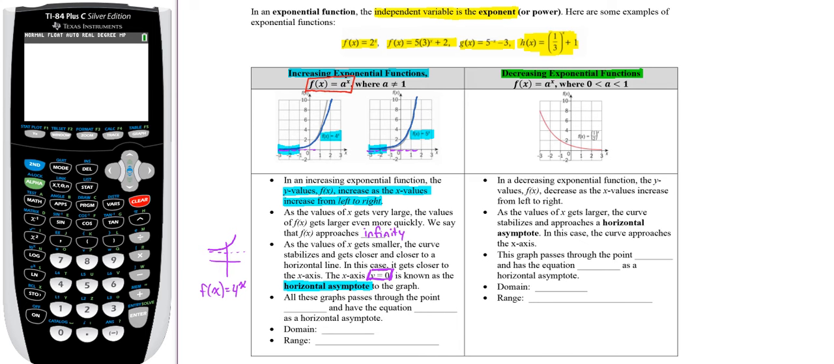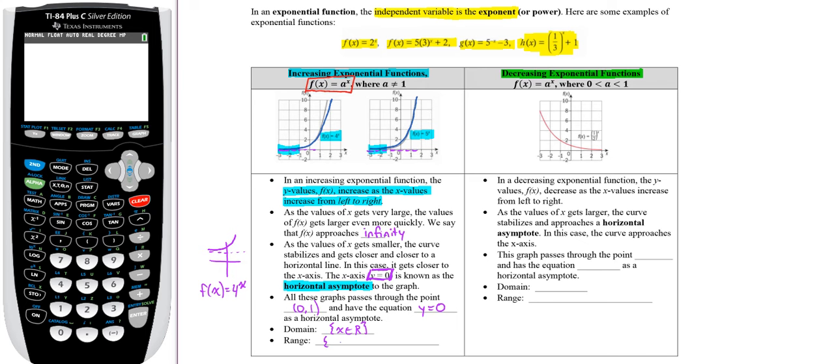If you look at both of these graphs, they all pass through the point 0, 1, which is the y-intercept, and they all have the equation y equals 0 as a horizontal asymptote. So when you're in this form, f of x equals a to the x, two things will always be true. The y-intercept will always be 1, and the horizontal asymptote will always be y equals 0. If we consider our domain here, our domain is just going to be all x values, all real numbers, because we can extend horizontally in any direction.